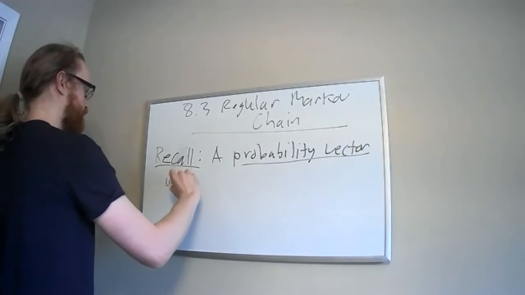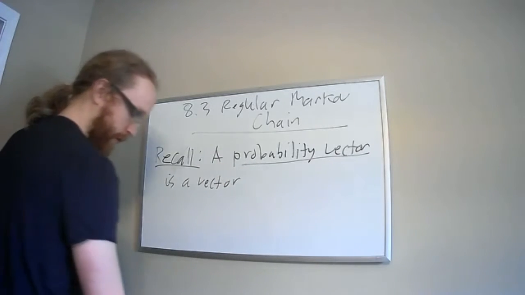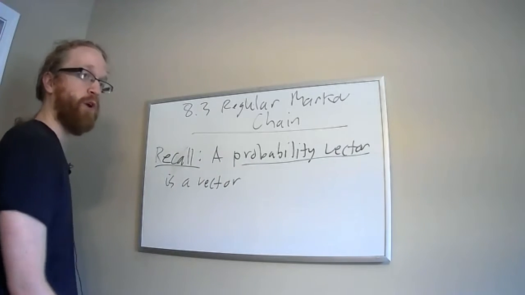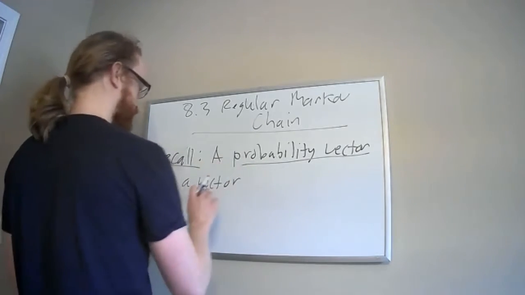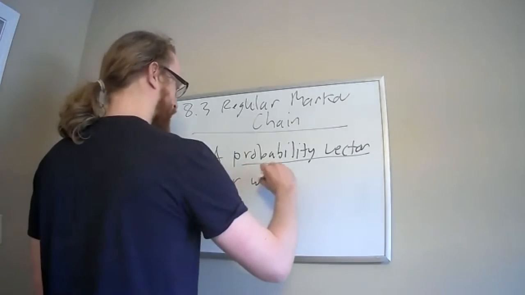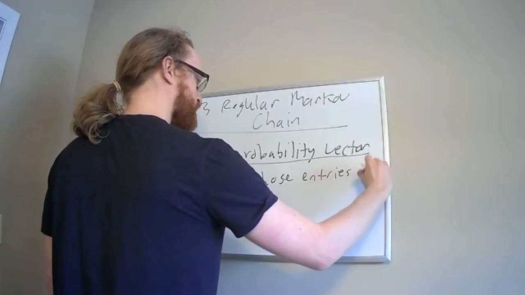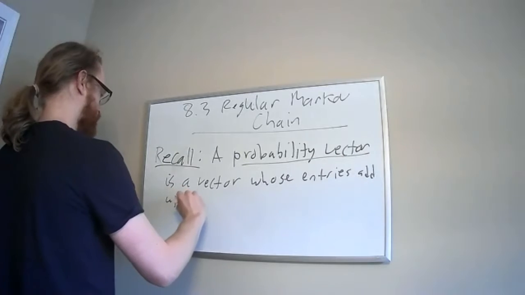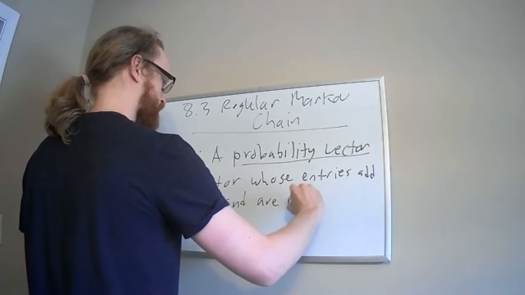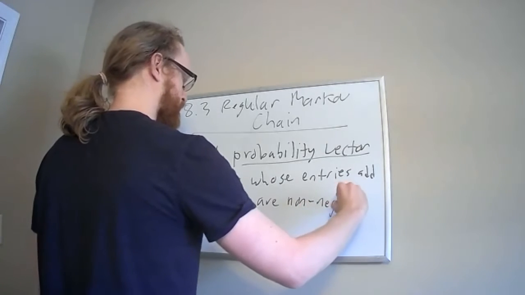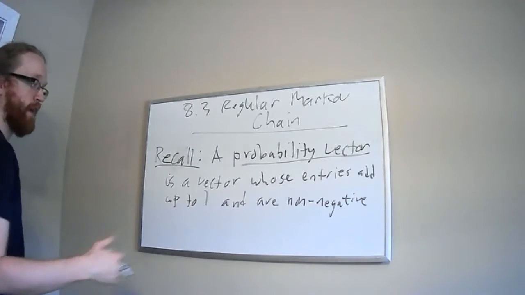is just a vector. When I say a vector, of course, I mean a row or column vector, a matrix with either one row or one column. A probability vector is a vector whose entries add up to 1 and are also not negative. So the numbers in the vector can't be negative, and they all have to add up to 1.